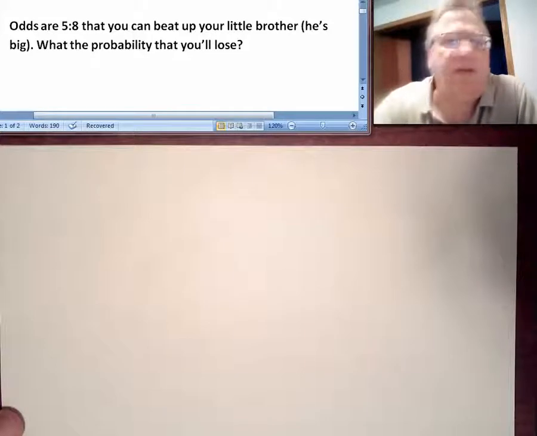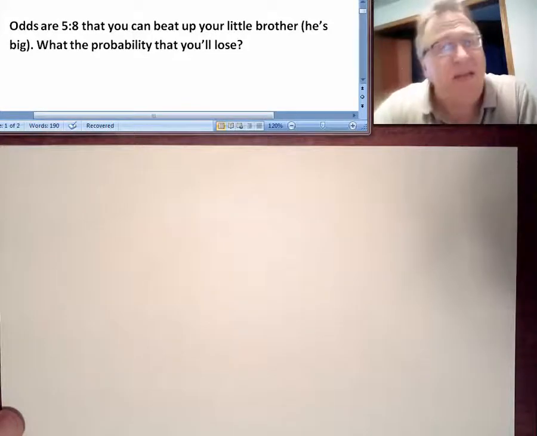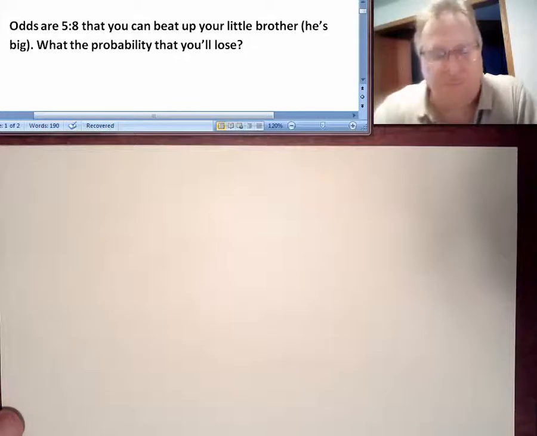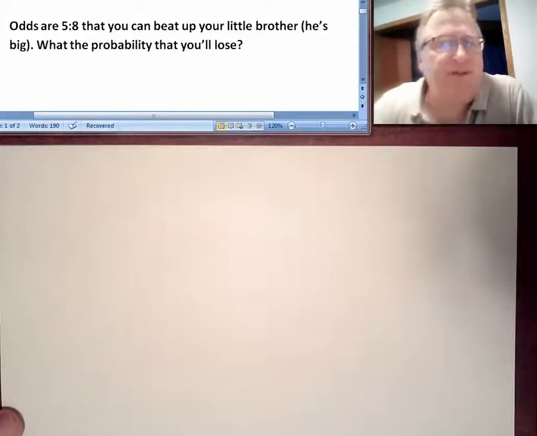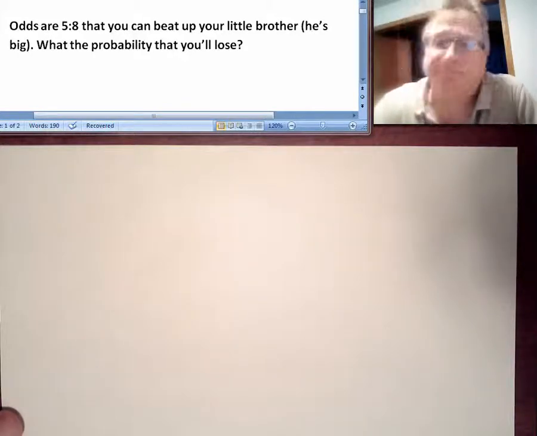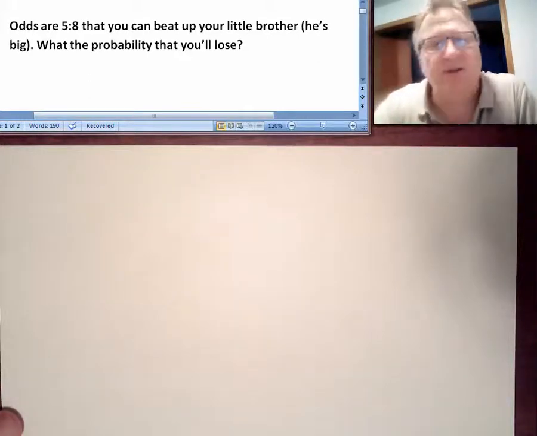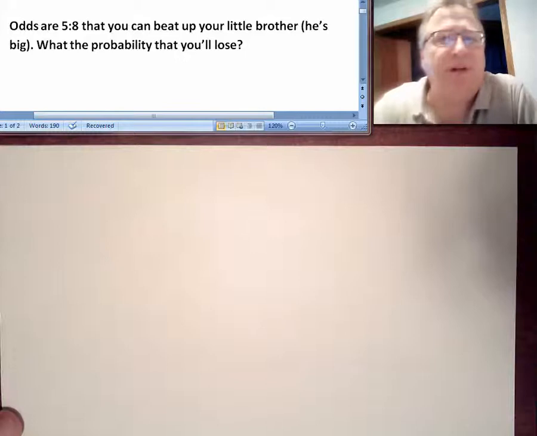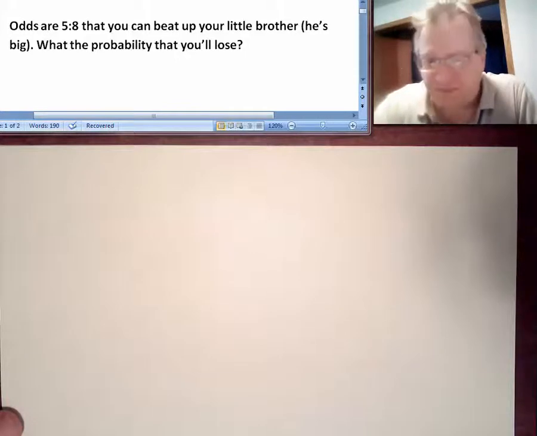Calculating the probability of a particular event means calculating the likelihood that that event will occur. In this chapter, you saw several different types of probability problems, and I'd like to start with one of the simplest, most basic. It's a problem where you are given a set of odds and you're asked to calculate a probability from those odds. The problem that we're asked to do is shown.